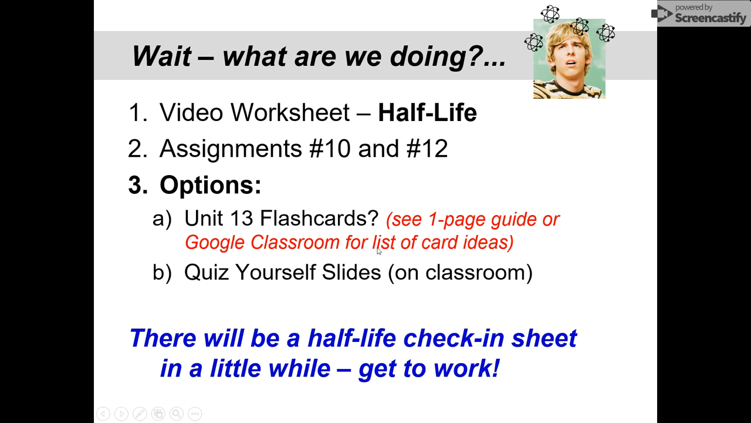Okay, here's what's next. You're going to do the video worksheet about half-life. You're going to work on assignments 10 and 12. You may want to make some flashcards. There's some information in your one-page guide, or there's a list on Google Classroom for ideas for what could go on your flashcards. There's also a little slideshow where you can quiz yourself or quiz a friend with questions. And you're going to hit pause, and then when you come back to me, I'm going to go over the half-life check-in sheet.